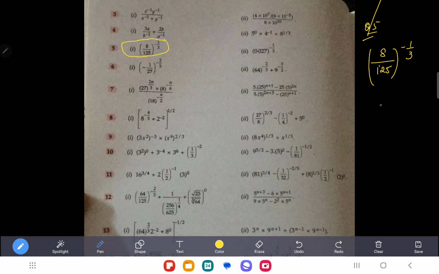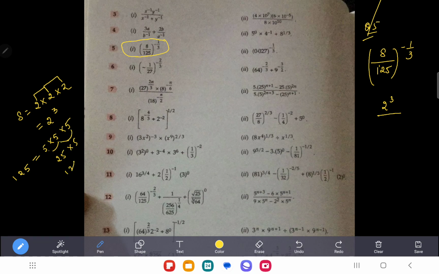So, I would say 8 is nothing but 2 times 2 times 2. 8 is basically 2 cube, isn't it? 2 times 2 is 4, and 4 times 2 is 8. So, we are writing 8 as 2 cube. And 125 is also nothing but 5 times 5 times 5, isn't it? 5 times 5 is 25, and 25 times 5 is 125. So 5 cubed, raised to the power minus 1 by 3.